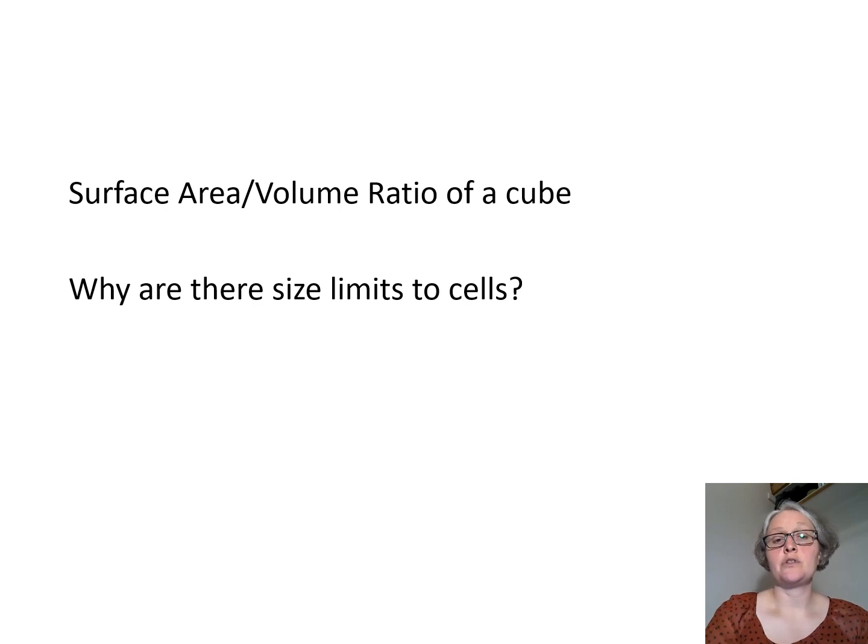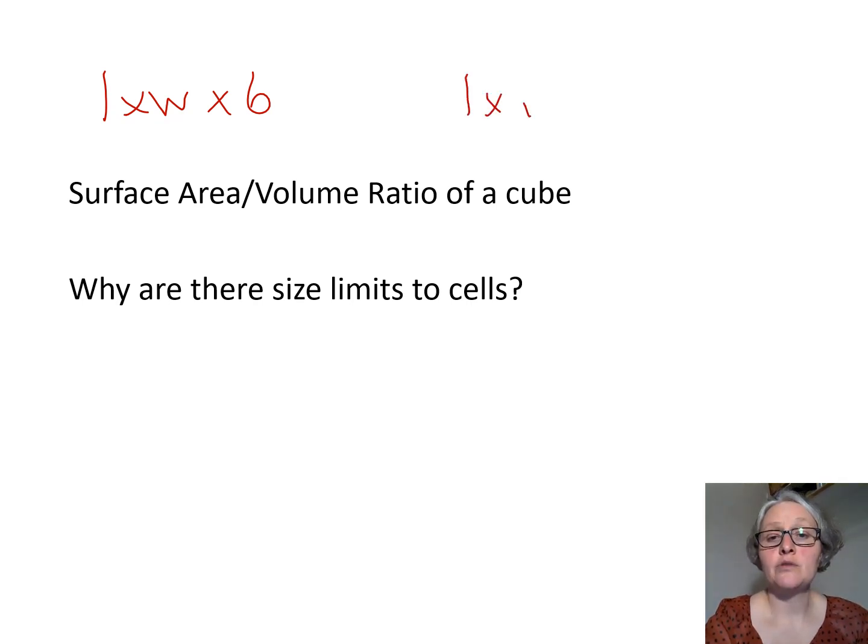To figure out the surface area to volume ratio of a cube, you would do the following. To figure out the surface area, it's length times width times the number of sides of a cube, which is 6. To figure out the volume of a cube, it's length times width times height. So you should be comfortable with those calculations.